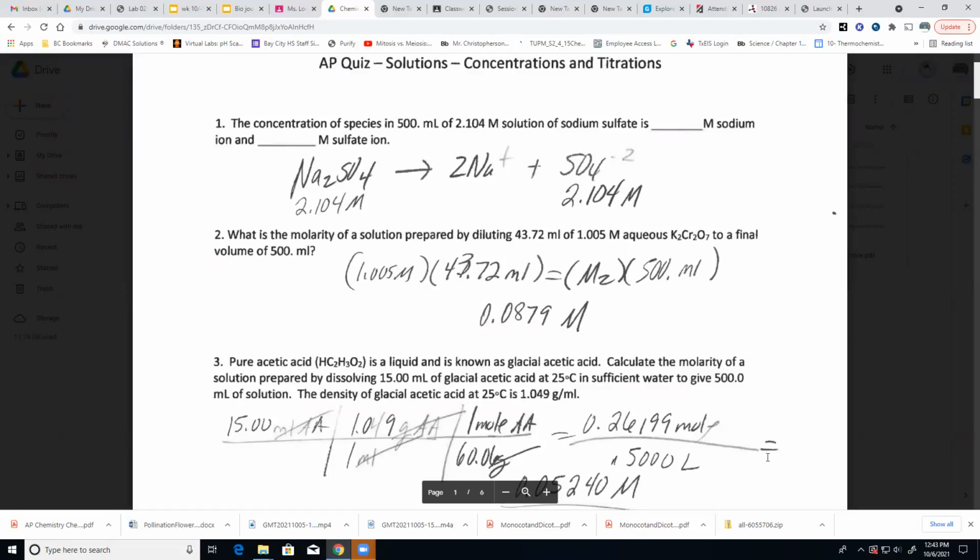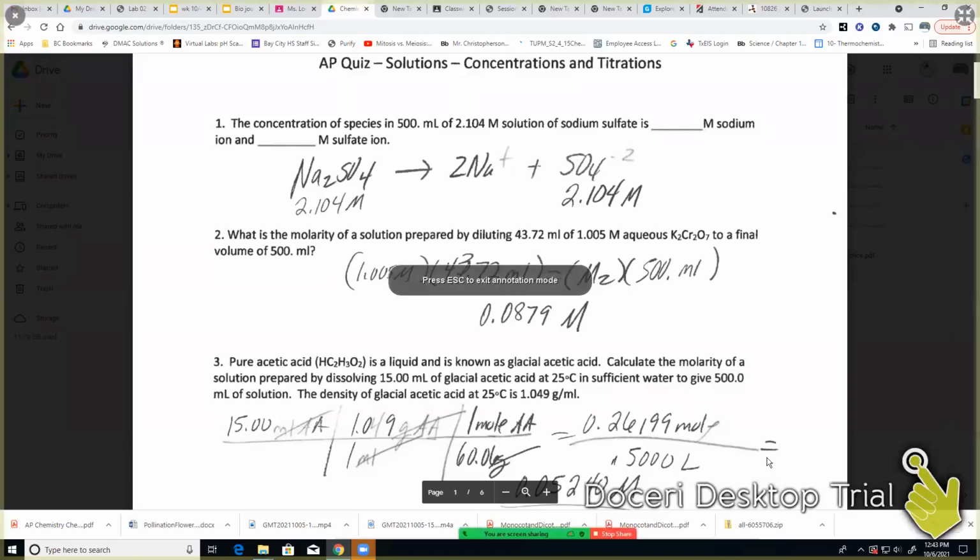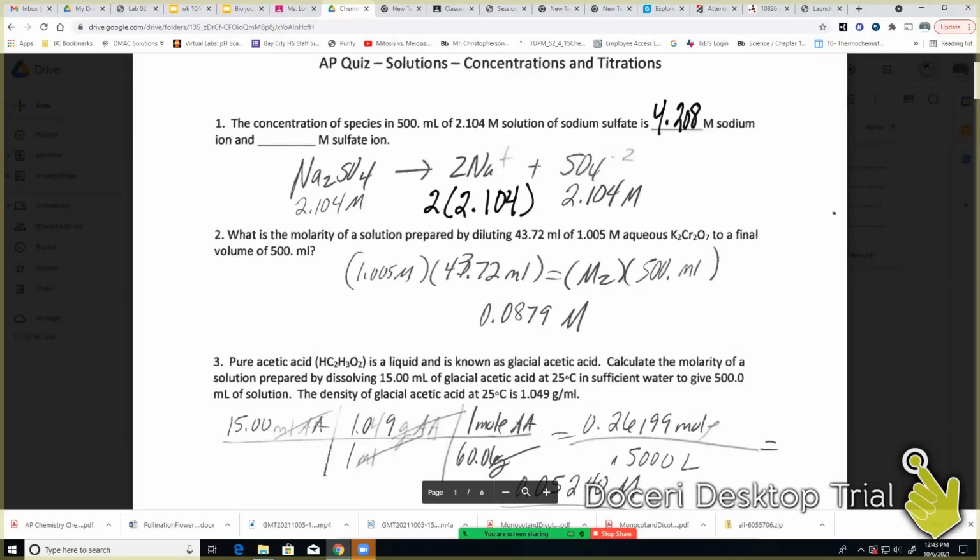All right. So on that one, you just ionize it. And since it is a strong electrolyte, it's going to ionize completely. So whatever I started with, that's going to be my concentration of these two. And then this one's going to be 2 times my 2.104. So I would have had up here 4.208 molar, and then this one would have been still my 2.104.